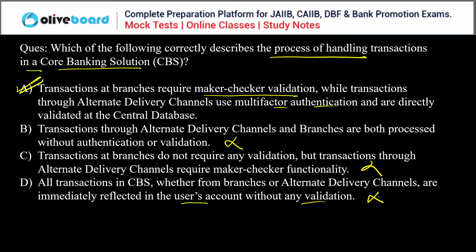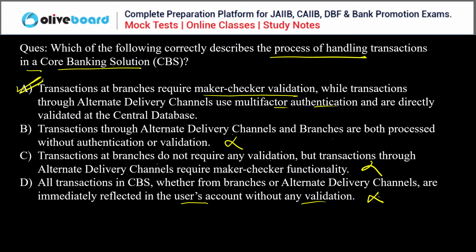Every branch transaction follows a maker-checker process, whereas alternate delivery channels like ATM, mobile banking and online banking use a multi-factor authentication system for advanced security. Multi-factor means two or more forms of authentication are required, like your password, your OTP, your biometric, etc. That is multi-factor authentication. Clear? So A is the correct answer.